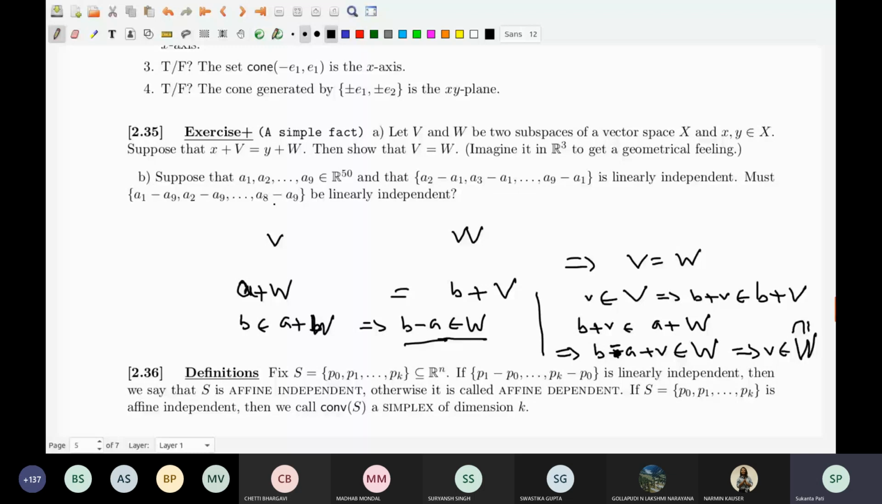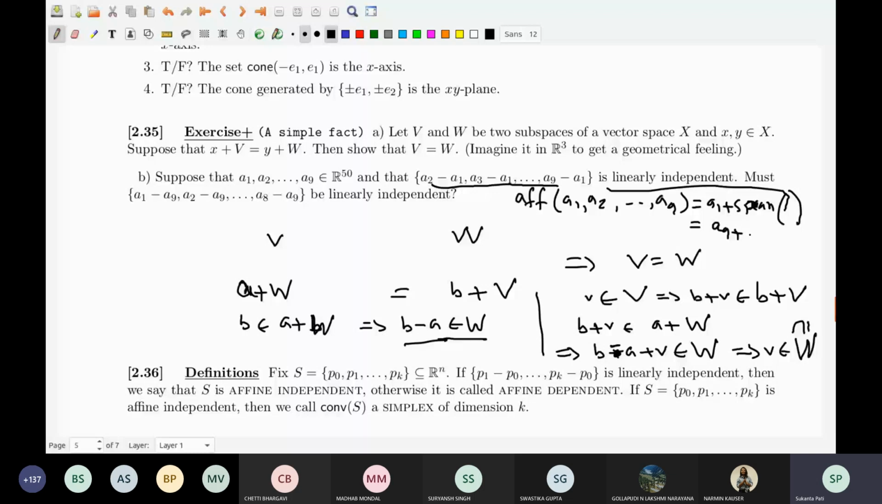You remember, this is actually equal to what? The affine hull of A1, A2, up to A9 is equal to A1 plus the span of this set over here. It is also equal to A9 plus the span of this set. Okay. But then this affine space is fixed.